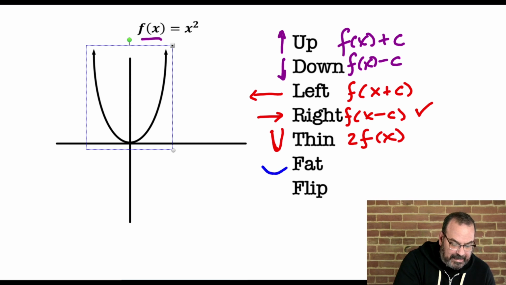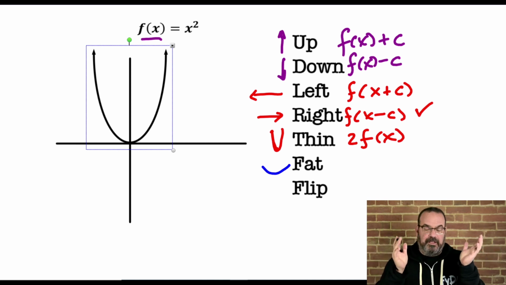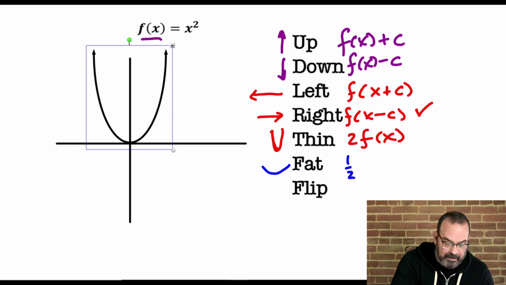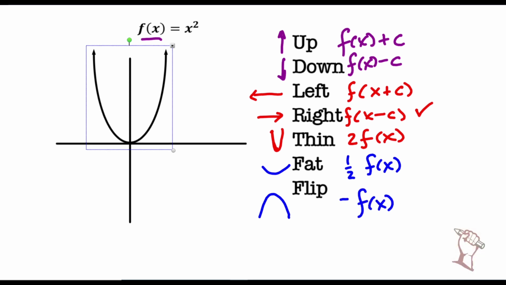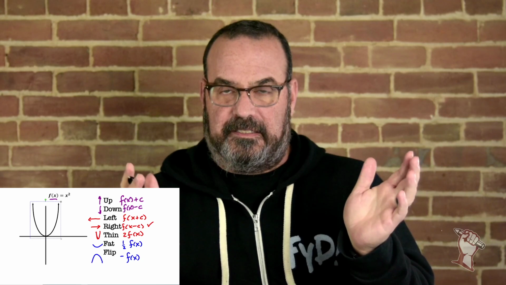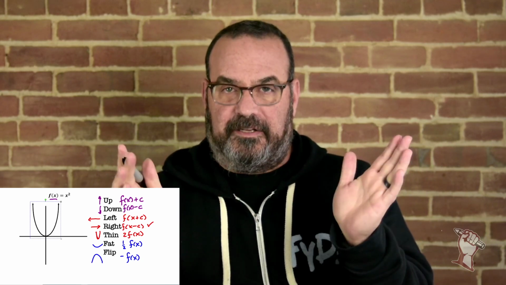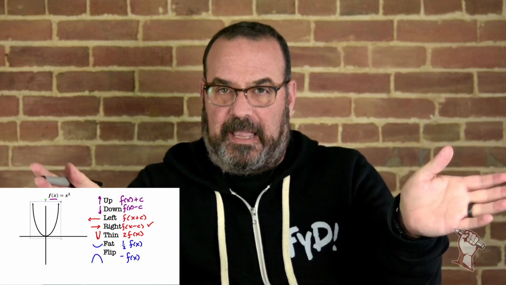If you want to expand the function or make it fatter, you multiply it by a number greater than 0 but less than 1, or a fraction, or you divide by a whole number. So something like 1/2 the function of x. And then lastly, if you want to flip the function, turn it upside down, you can do a negative function of x. It should be noted that when flipping a function, you could also compress it and expand it at the same time. So if you multiply by -2, you compress it and flip it. If you multiply by -1/2, you expand it and flip it.